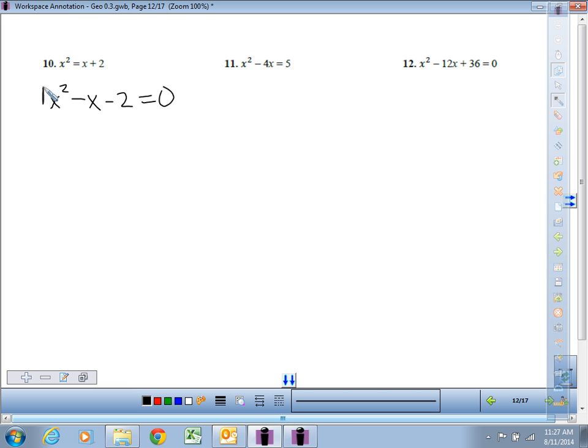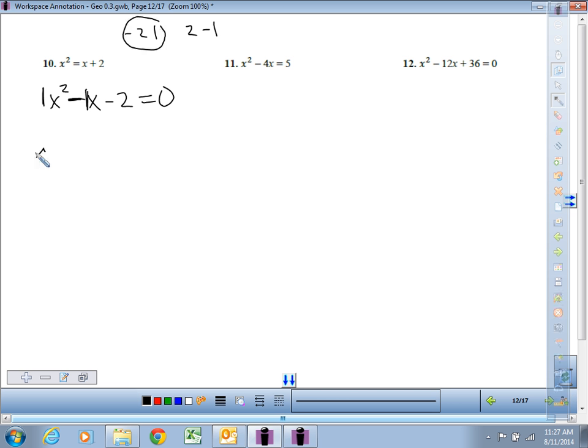Now we look at our a value. A value is 1. Easy way. So we're going to look at our factors of negative 2. We have negative 2 and 1. Now with that same pair, we also have 2 and negative 1. And that's it. So we're looking for the pair that adds to negative 1 right there. That would be these guys.